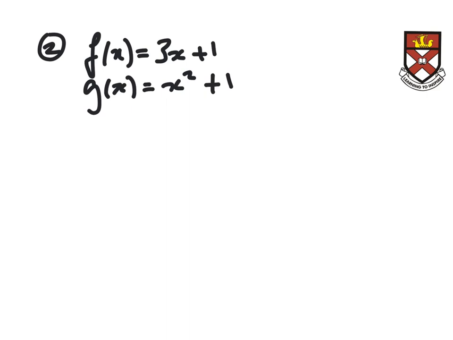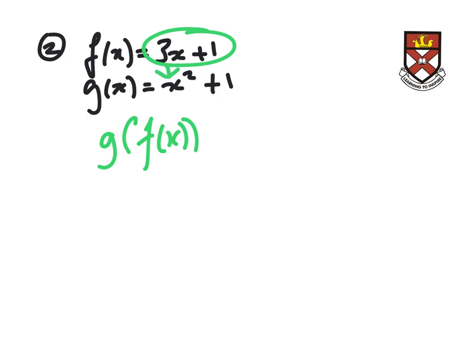Question 2. Now be careful, I've swapped the formulas round from what you're normally seeing, so this time it's g of f of x. So the f formula is going to substitute in. That means you're going to have to work out 3x add 1 squared add 1. Okay, remove all the brackets and tidy that up.